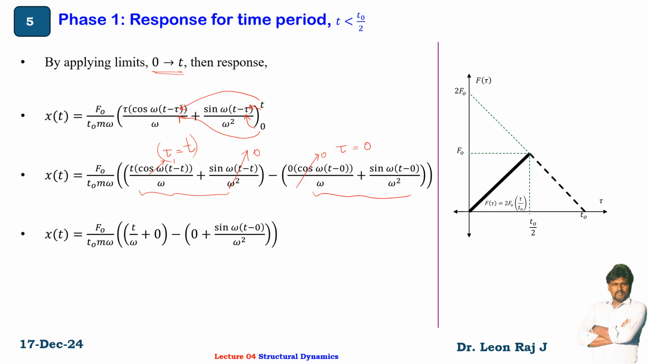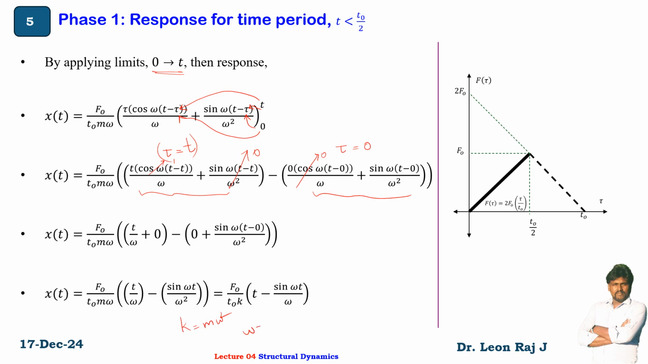So you got the response as f0 divided by t0 m omega, t by omega minus sin omega t divided by omega square. It is further simplified. k equals m omega square, omega is equal to square root of k by m. Take this omega and one omega out, so you will get m omega square. So it is further simplified as f0 divided by t0 k, t minus sin omega t divided by omega.